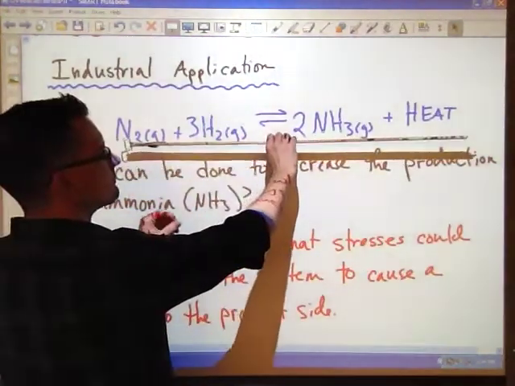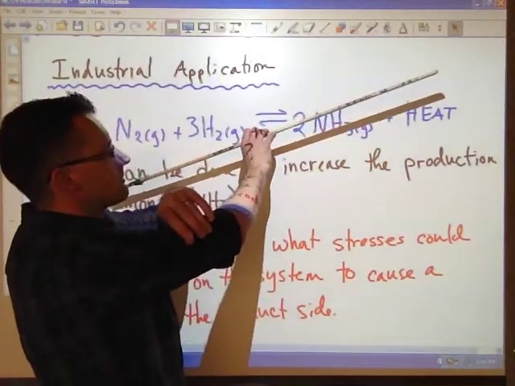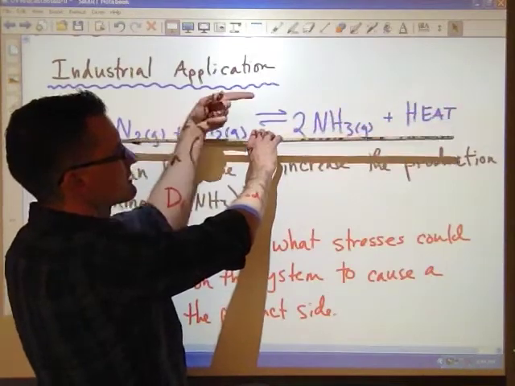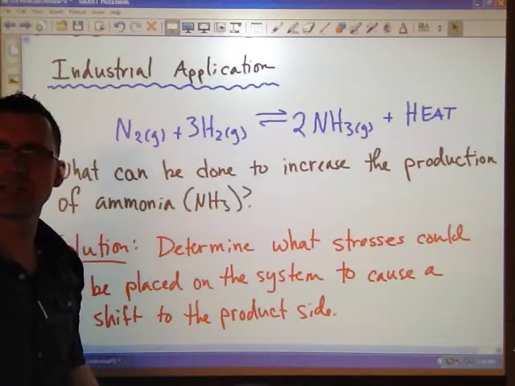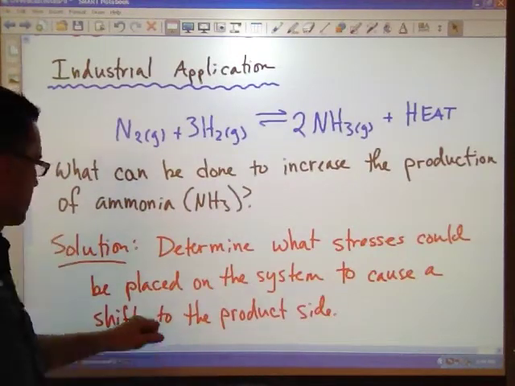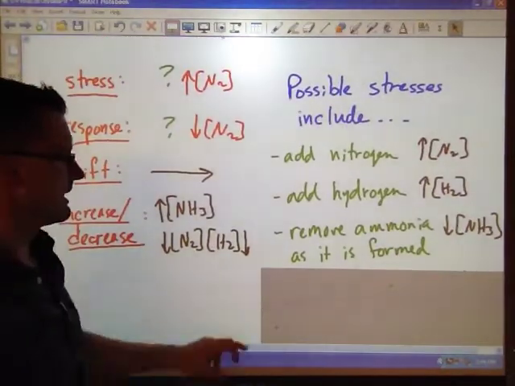So if I remove ammonia, take it out, oh, we're too low on the product side, we have to force things that way. Just like on the farmyard, removing eggs from the chicken coop. The chickens are tricked into laying more eggs. So removing ammonia as it's formed.